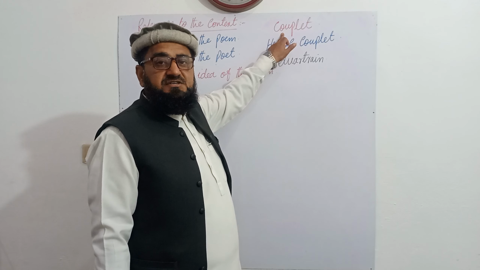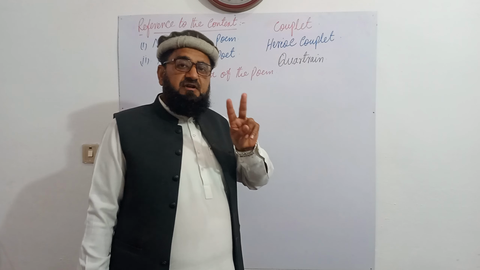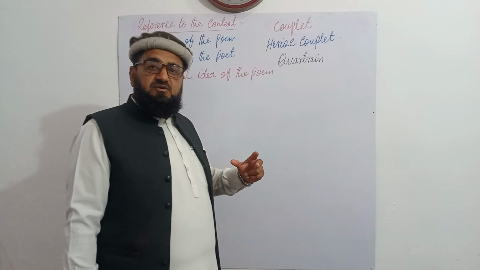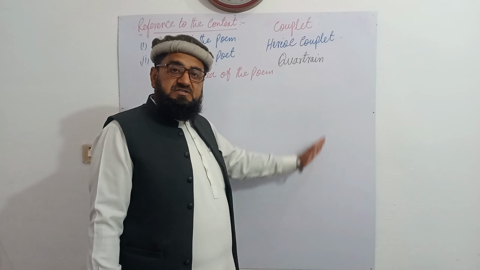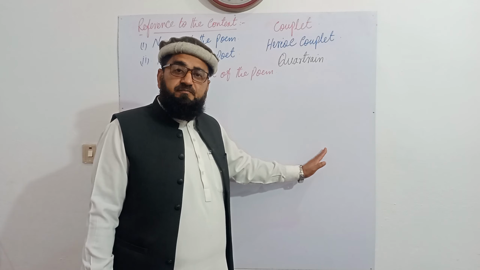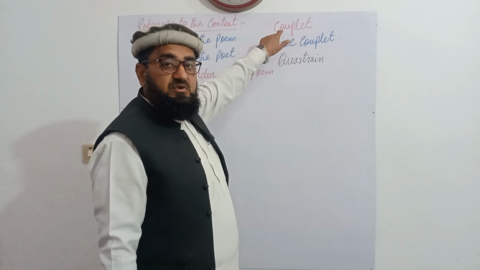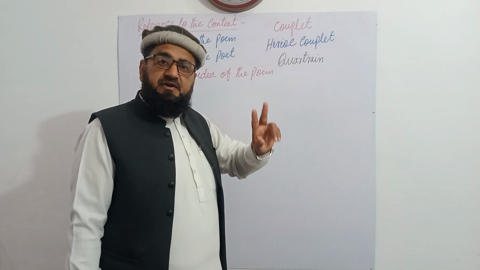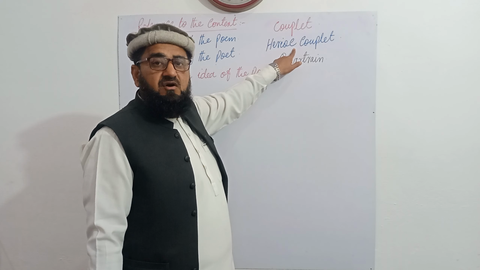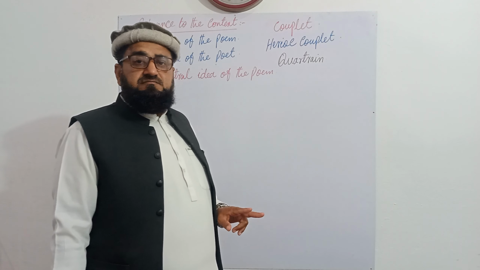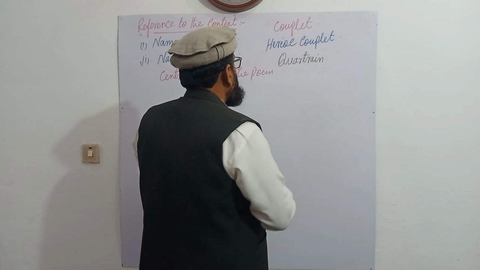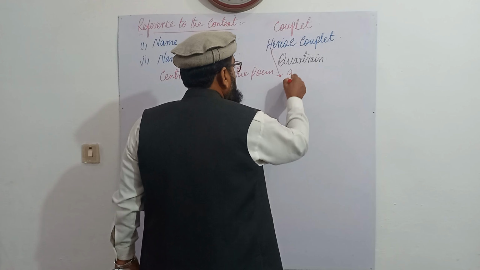A stanza may be a couplet. A couplet is two consecutive lines rhyming together. Rhyme is when the last words are similar in sound. So two consecutive lines rhyming together is called a couplet. Maybe a couplet is given to you. Another thing is the heroic couplet. What is a heroic couplet? Two consecutive lines rhyming together must be in iambic pentameter.